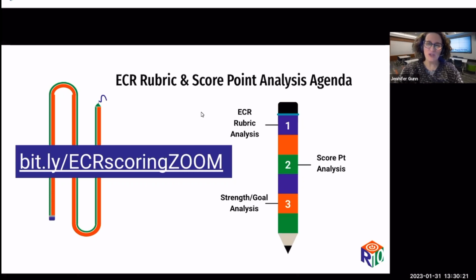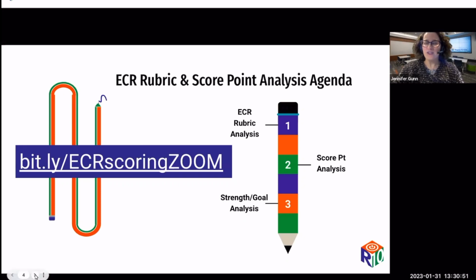I am Jennifer Gunn, and I will be talking with you about the extended constructed response rubrics and score point analysis. If you'd like to follow along in the same slide deck I'll be using, feel free to access the slides using the bit.ly that you see on the screen. It'll be bit.ly/capital ECR lowercase scoring all capital Zoom.